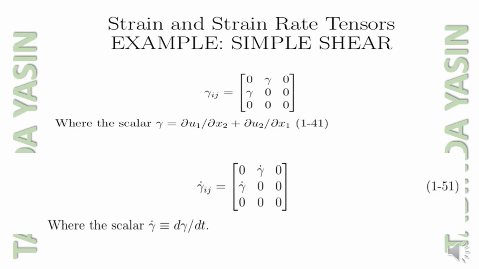Now, for the stress and strain rate tensors, we have a simple example of simple shear. We write gamma ij equivalent to the matrix 0, gamma, 0; gamma, 0, 0; 0, 0, 0, where the scalar gamma is equal to partial u1 over partial x2 plus partial u2 over partial x1, equation number 41. So its derivative is written as gamma dot ij equal to the matrix 0, gamma dot, 0; gamma dot, 0, 0; 0, 0, 0, that is equation number 42, where the scalar gamma dot is equal to d gamma over dt.